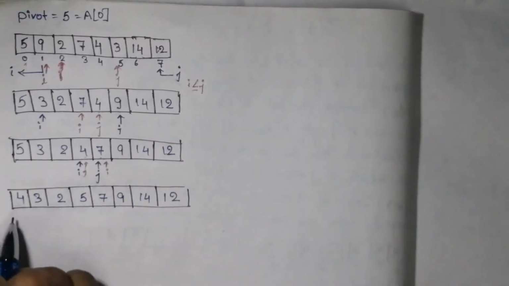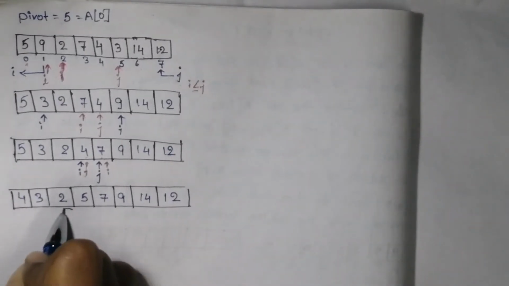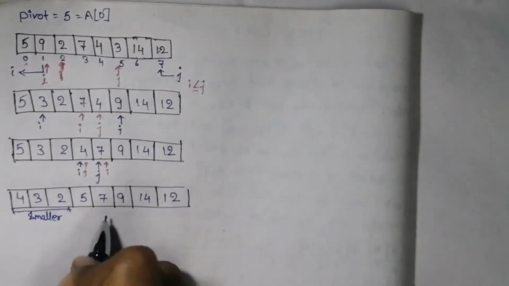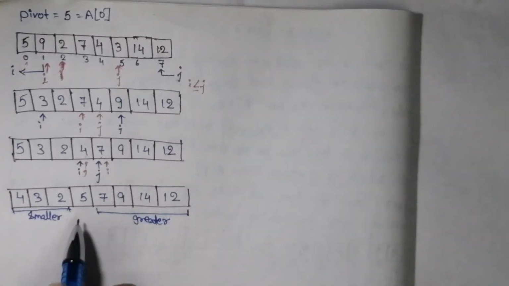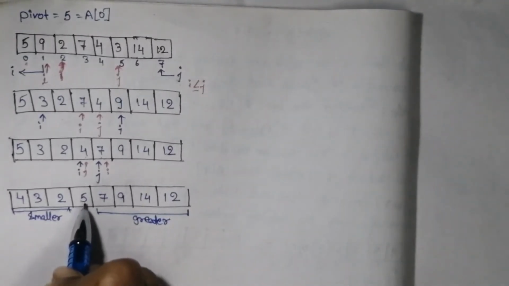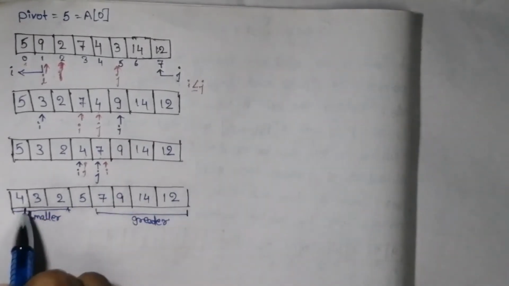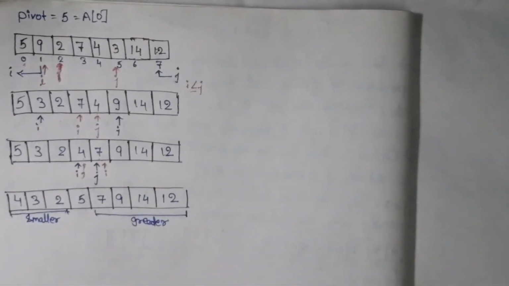position. Now see, this is the array which we got and see here all the elements in the left part are smaller and all the elements in the right part of the element 5 are greater, right? So hence we can say that the element 5 is in its sorted position and the array is divided into two sub-arrays, right? Now the same process is repeated for both the arrays.